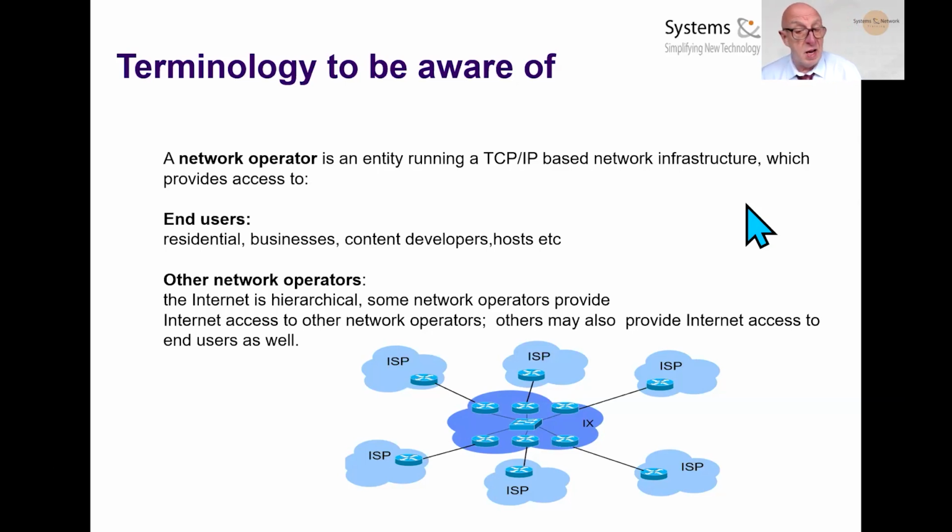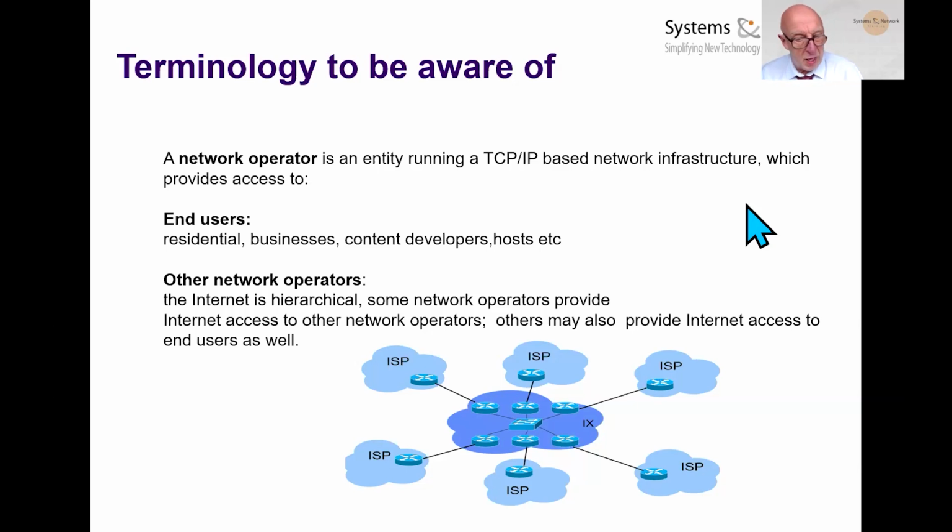The internet is hierarchical. You will find there is a bit of a tiered structure: tier 1, tier 2, tier 3 service providers. And this is the kind of mechanism that works for us. So the internet is hierarchical, as I say, and some network providers will provide internet access to other network operators.